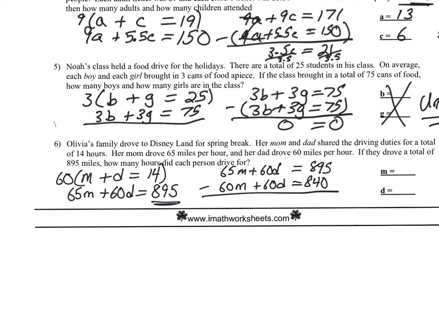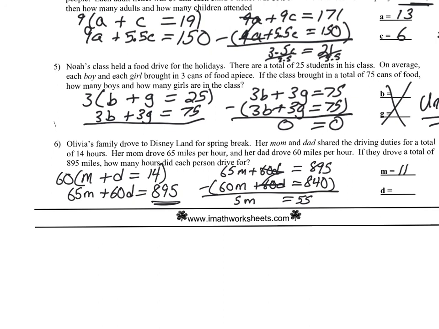And again, I want to subtract. Because I have 60D and 60D, both equations have the same thing. If I subtract them, they zero out. Well, 65 minus 60 is 5M. Those zeroed out. 895 minus 840 is 55. And when you divide 55 by 5, you get 11. So M is equal to 11.